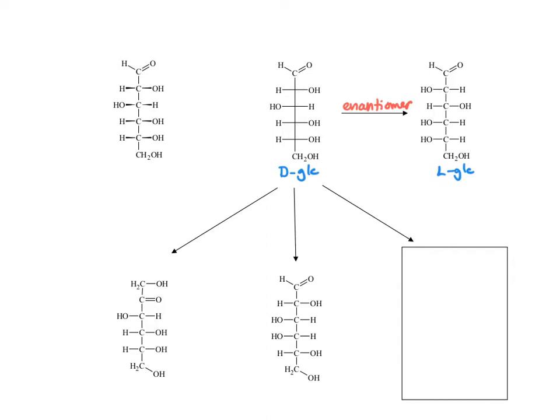By the way, I haven't taught you how to tell whether something is D or L yet. There's a special rule for that, but I'm going to hold off on that because it sometimes confuses people. So let's move on and talk about other ways to create sugar diversity.